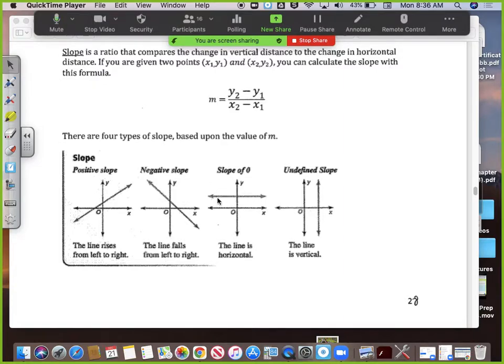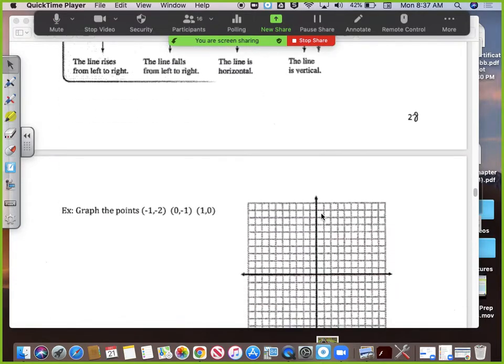Zero slopes are flat lines, like when you're walking in the hallways at Pencrest. Unless you're on a catwalk or something, the halls are just going to be flat. There is no incline, there's no increase or decrease. It's just 0. Undefined slopes are vertical lines like this. Vertical lines go up and down, and vertical line slopes are called undefined, and we'll really find out why today.